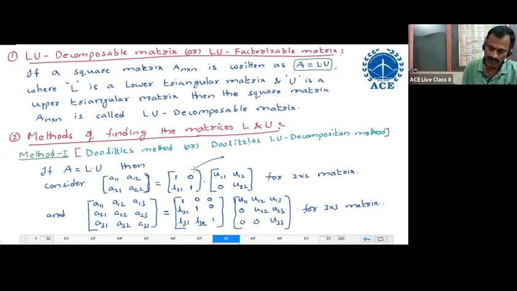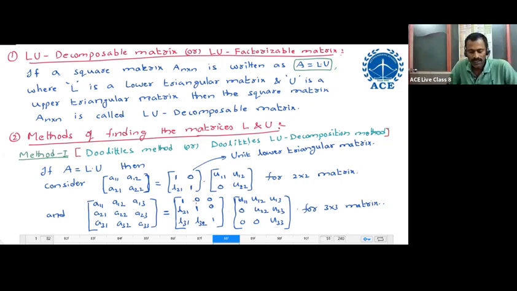Here, this matrix is called unit lower triangular matrix. In a lower triangular matrix, if along the diagonal all the elements are 1, then the lower triangular matrix is called unit lower triangular matrix. In the upper triangular matrix, if along the diagonal all the elements are 1, then such a matrix is called unit upper triangular matrix.